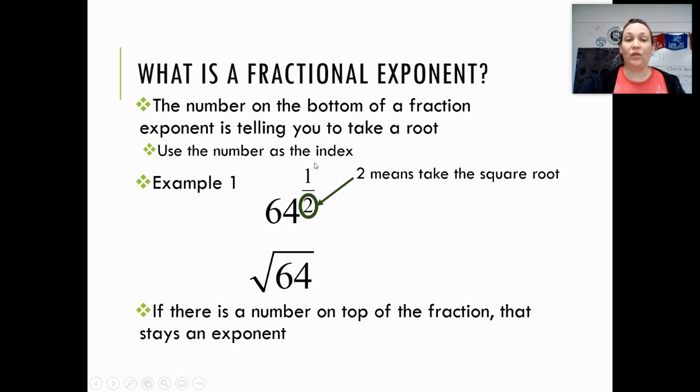In this example, the number on top was the number 1, and the number 1 a lot of times can be invisible and doesn't need to be written down. But if you had a number different than 1 for the numerator, a different number on the top, that would be just a regular exponent. Just like if we had a whole number for our exponent, it's just a normal exponent. So whatever your top number is stays an exponent. In this scenario, it was a 1, which doesn't do anything. And then your denominator tells you what type of radical to do.